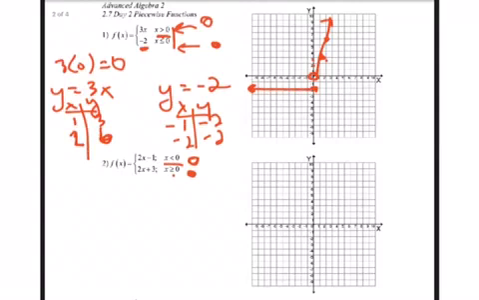If I plug in 0 into the first one, I get the point 0, negative 1, and that has the open circle at it. And then if I plug in 0 into the bottom one here, I've got 0, 3. That has the closed circle. So now, for all values less than 0, that's over here, I'm going to graph the line 2x minus 1.